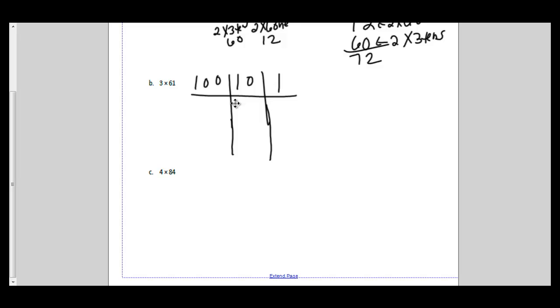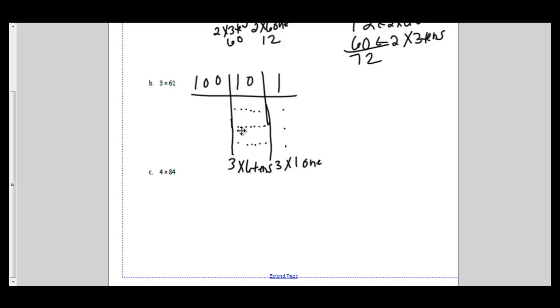All right, so let's do 61. 1, 2, 3, 4, 5, 6. All right, 6 times 3. And here's 1 times 3. So I've got 3 times 1, and 3 times 6 tens. So let's see if we can regroup.